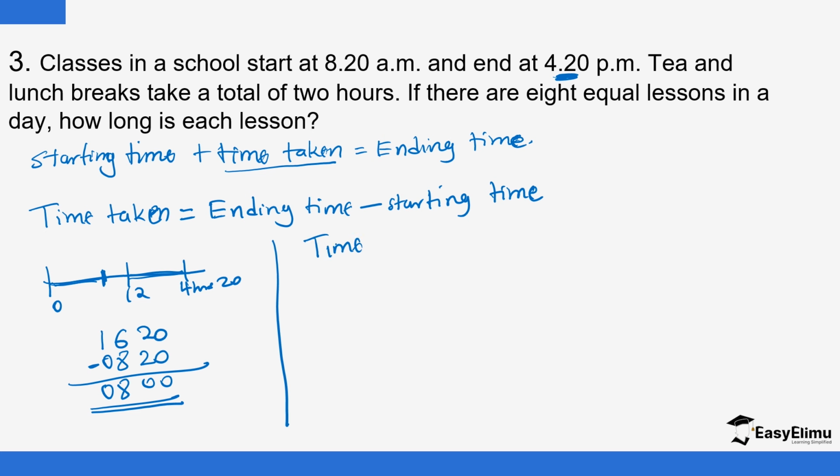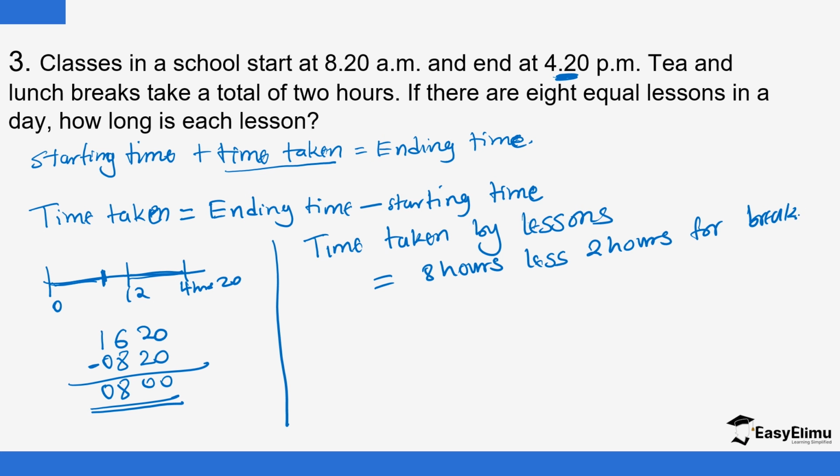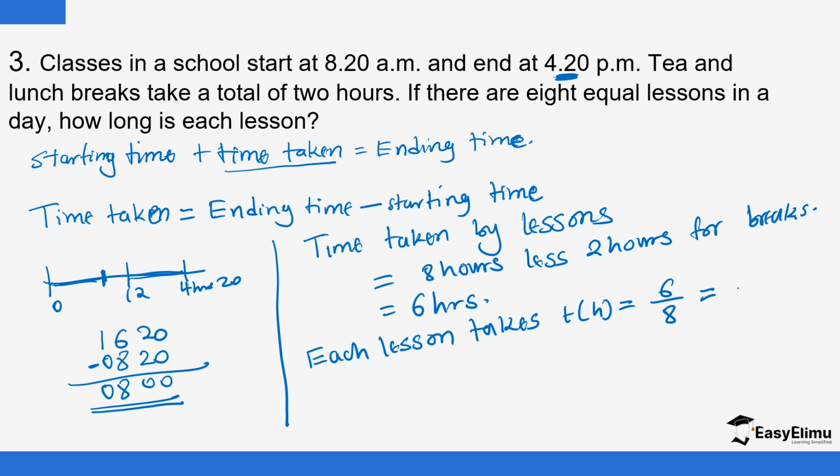So time taken by lessons should be 8 hours less 2 hours for breaks. So that is going to be 6 hours. So it means then each lesson takes 6 divided by the number of lessons, which is how many lessons are there? 8. So each lesson takes t. So we have time in hours. Time in hours as 6 divided by the number of lessons, which are 8. So these ones we get 3/4.